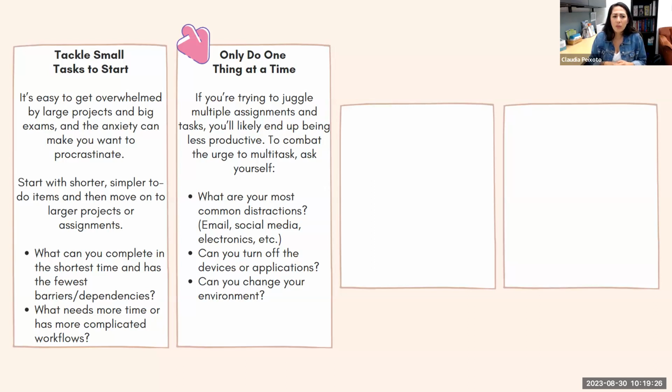You can also turn off devices or applications, as I mentioned, and at times as well, you can change your environment. So if you live with roommates and they're being really noisy and it's not allowing you to really focus on one thing, or they keep coming in to interrupt you, maybe you can go to the library and get one of the study rooms, or you can go to a coffee shop, put on your headphones, and then just kind of focus on what you need to focus on.